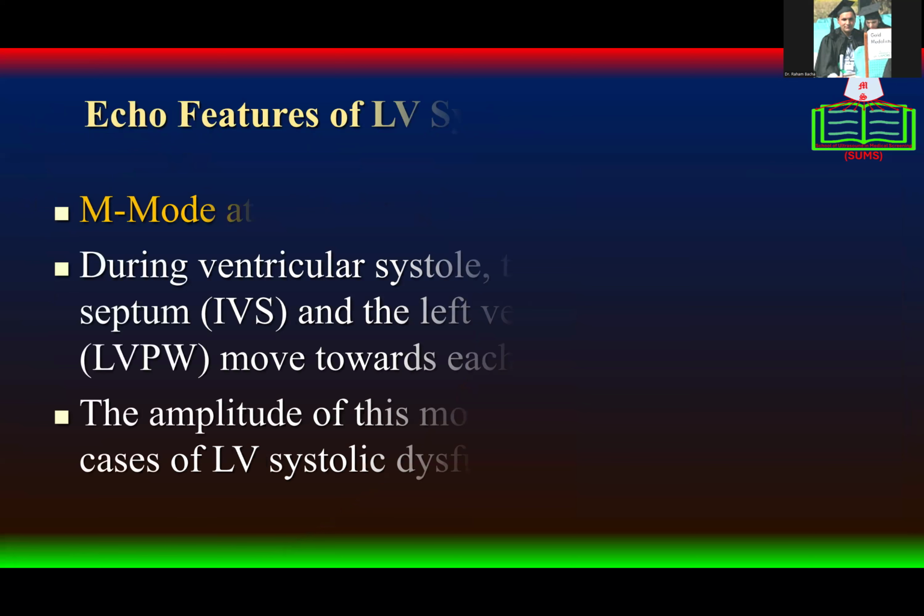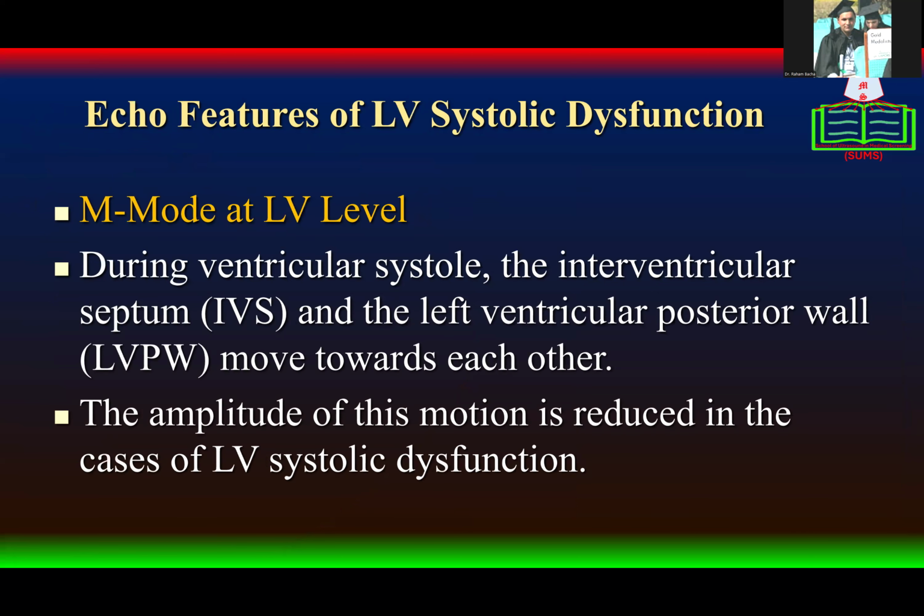We'll discuss it soon. Echo features of left ventricular systolic dysfunction, because our main topic is this. So with the M mode at left ventricular level, as we have seen in the image, during ventricular systole, the interventricular septum and the left ventricular posterior wall move towards each other, while during diastole, both the walls are moving apart from each other, and this way the ventricular volume and dimension decrease and increase during systole and diastole.